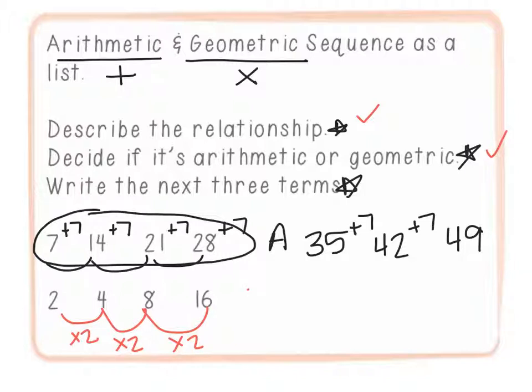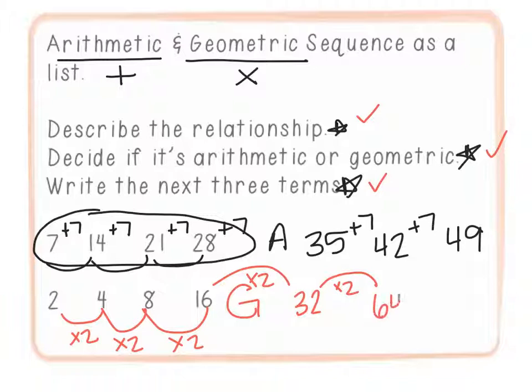Well, multiplication is geometric. And then for the next 3 terms, I just need to multiply each one by 2. So 16 times 2 gives me 32. 32 times 2, I'm just going to double it, so I get 64. And then 64 times 2, double that. 4 and 4 is 8, 6 and 6 is 12, so 128. So those would be my next 3 terms. And that's just going off of a list of numbers.